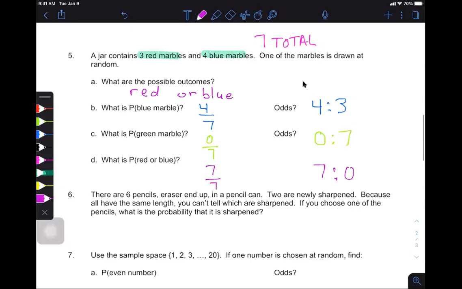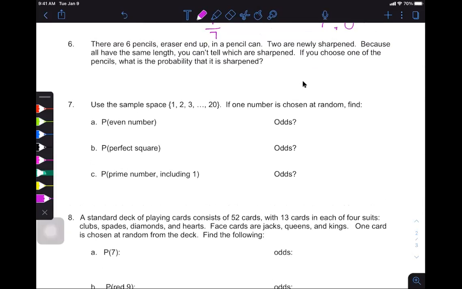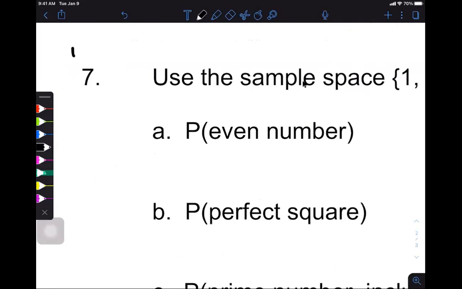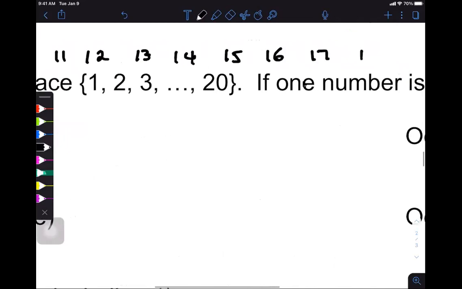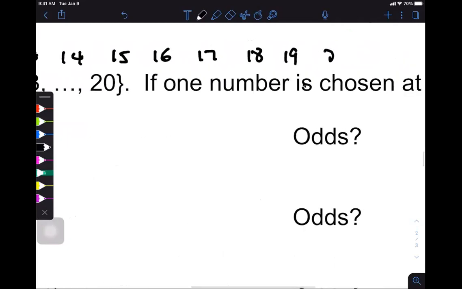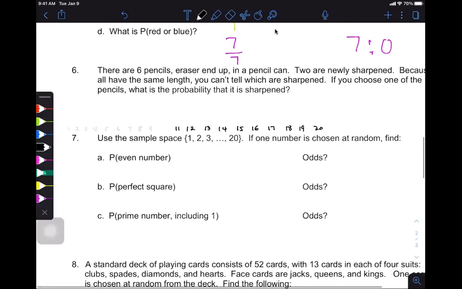Really good job, Liam. So we're going to skip down to number 7. It says use the sample space 1, 2, 3 all the way to 20. If one number is chosen at random, find. So we did one of these before where we went to 25. This one goes to 20. So first thing I'm going to want everybody to do is write out the numbers 1 through 20 right above. So we'll write out our sample space. 1, 2, 3. Just take a minute to do that. Okay, so I'll give you a second to do that.